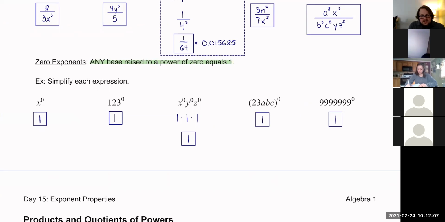Now, if you're curious as to why that is, it takes a little bit deeper level of understanding and some imagination. That's something I'd gladly chat with you about later on. But for right now, if you just remember that any base raised to a power of 0 equals 1, you're good. Any guesses what the most common wrong answer is here?